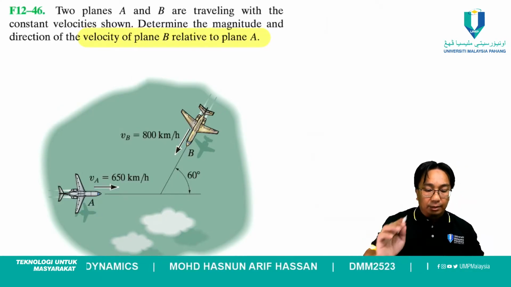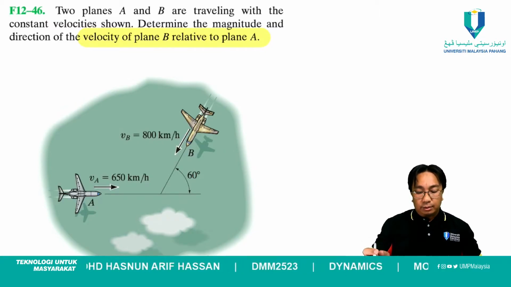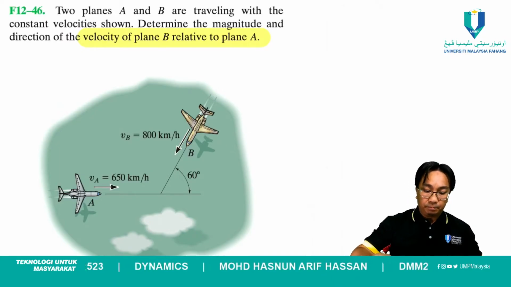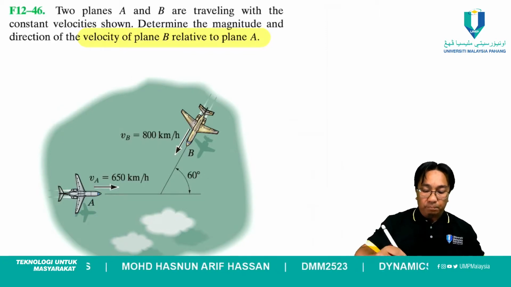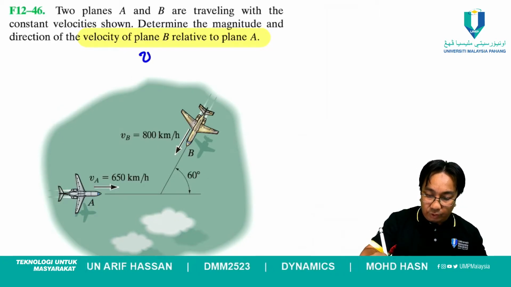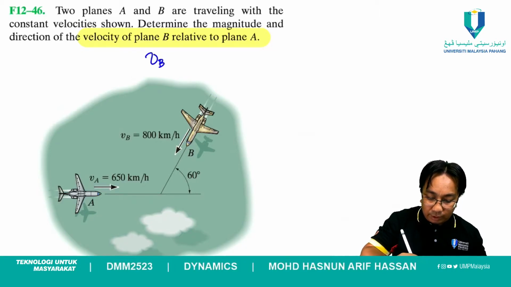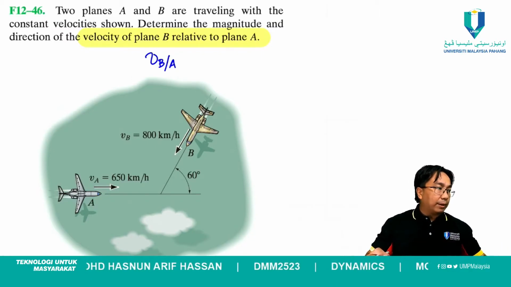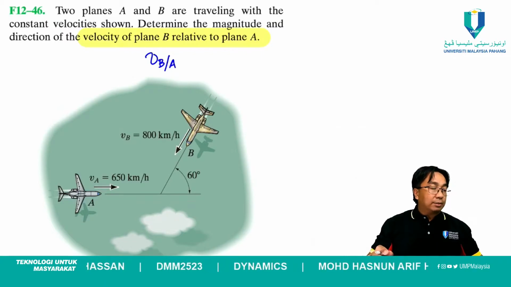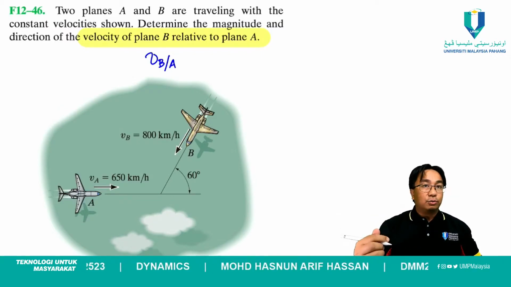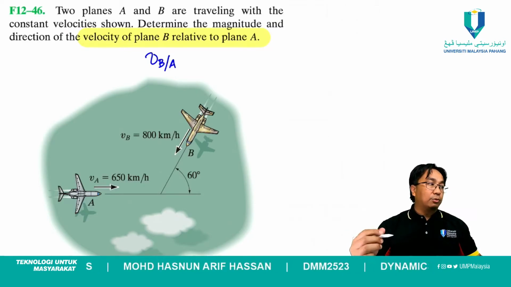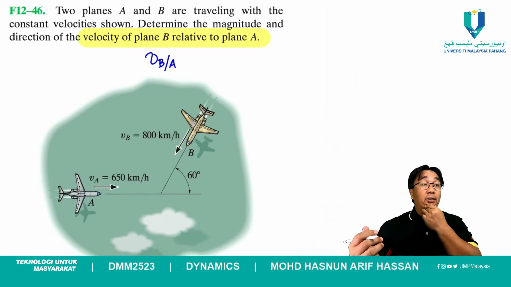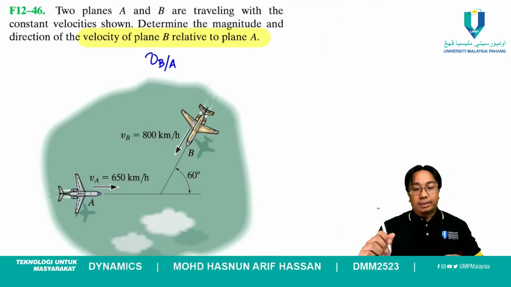What do we want to find? VA, VB, or VB slash A? VB slash A. What we want to find is VB slash A, the velocity of plane B relative to A. There are two methods to solve this. One is using vector, the other is using trigonometry, like what I showed just now. I will show you both methods, and you will decide which method you would like to use. Let's look at the vector method first.